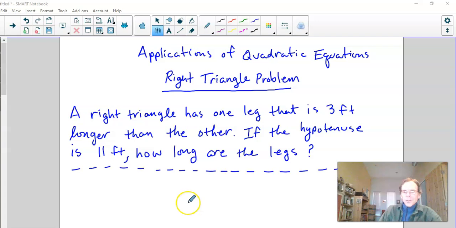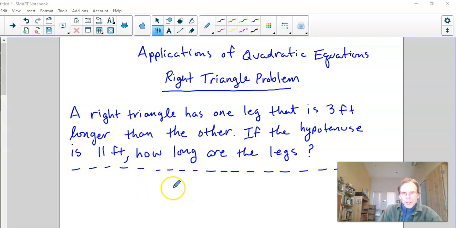Hello, algebra students. Well, we're going to do an application of quadratic equations. We're going to do a right triangle problem. And here's the problem. A right triangle has one leg that's 3 feet longer than the other. If the hypotenuse is 11 feet long, how long are the other legs?